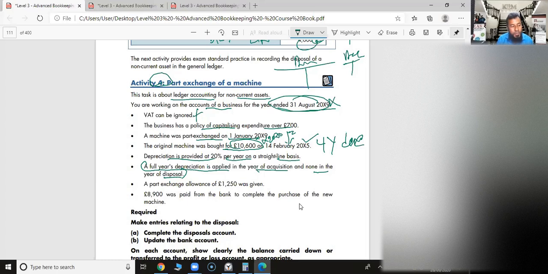The one you people found first is the depreciation charge for the year. Then you multiply by 4 years, 15, 16, 17, 18. 4 years should be 8,480. 8,480 is the answer. Thank you, people. Thanks for the correction. That was the accumulated depreciation. Part exchange allowance is 1,250. Now, carrying amount is 8,480. Is that a profit or loss? My question to you.